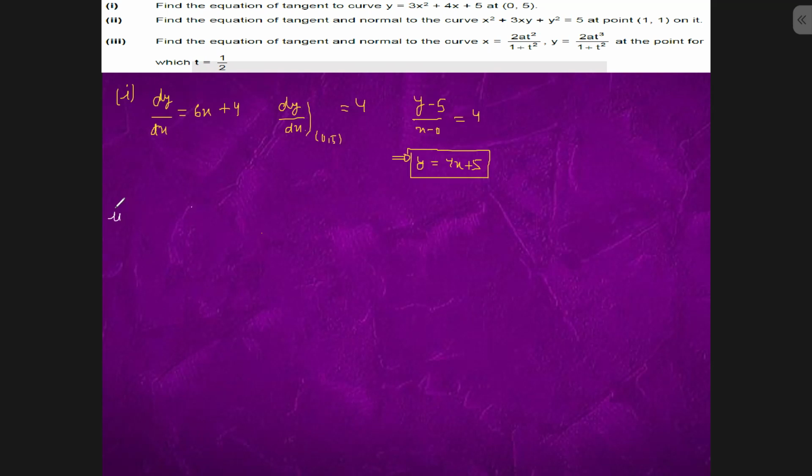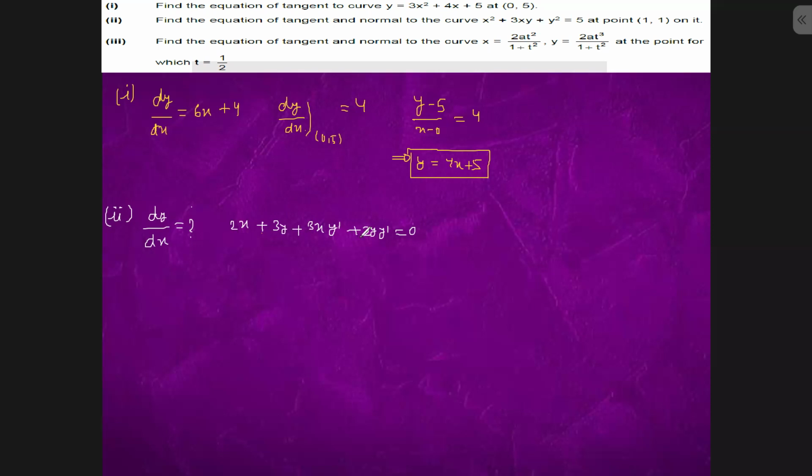Question 2. Find the equation of tangent and normal to the curve. The same way, dy by dx is the slope of tangent, which we have to find. So when we differentiate the curve, it will come out to be 2x plus 3y plus 3x y dash plus 2y y dash equals 0.